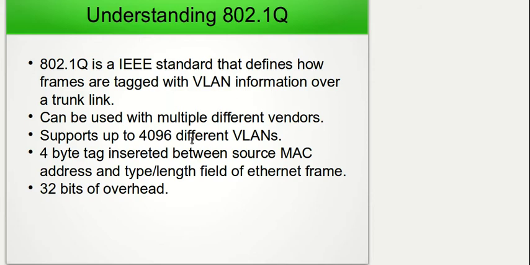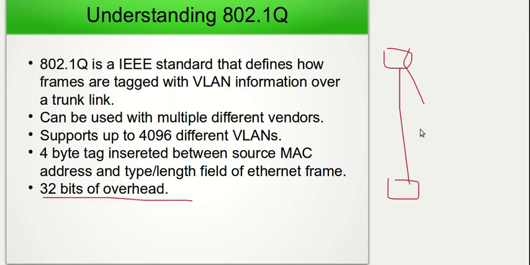The way 802.1q works is that a 4-byte tag is inserted between the source MAC address and the type/length field of the Ethernet frame. So imagine we have 2 switches, and then a trunk link. As that frame is being sent over the trunk link, a tag is inserted between these 2 fields in the Ethernet frame, which tells the receiving switch what VLAN this frame belongs to. This introduces 32 bits of overhead, so we have to add another 32 bits of data to the packet, which is just 4 bytes, which isn't a lot.